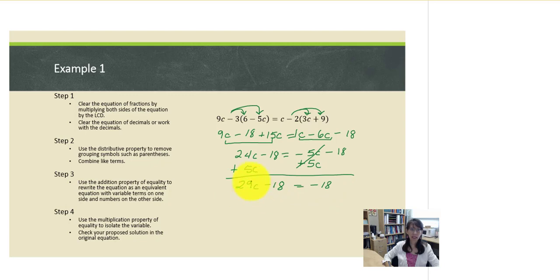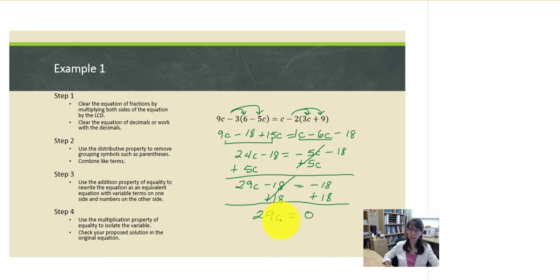Now, since I've already collected the variables on the left side, I want to collect all the constant terms on the opposite side. So this negative 18, I will add 18 to both sides. This is our addition property, so that I can eliminate it from one side and collect it on the other. That leaves 29c equals, notice how these terms are opposites, so that leaves me 0. So we're not quite done.